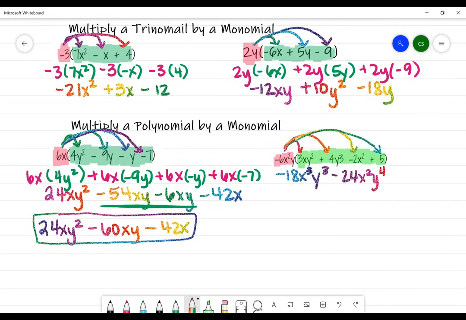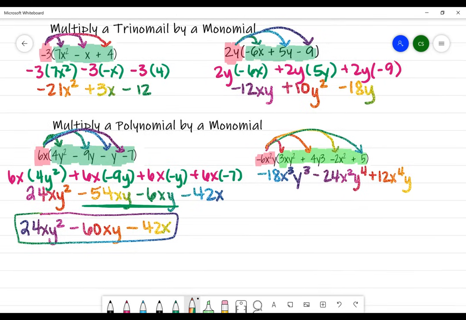So I go to the third. Negative 6x squared y times a negative 2x squared. Multiply my coefficients, which is a negative 2 times a negative 6, gives me a positive 12. How many x's do I have? 2 x's here, 2 x's here. That gives me 4. And how many y's? 1.